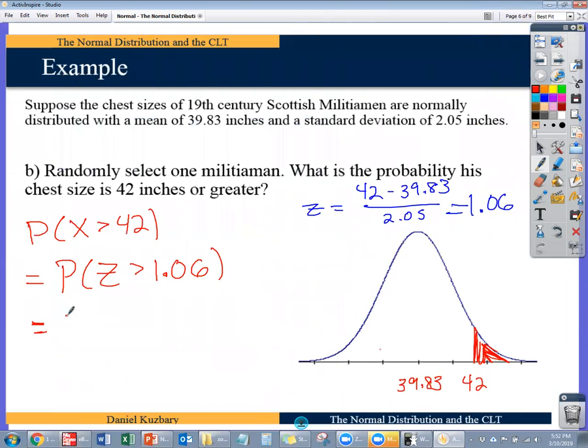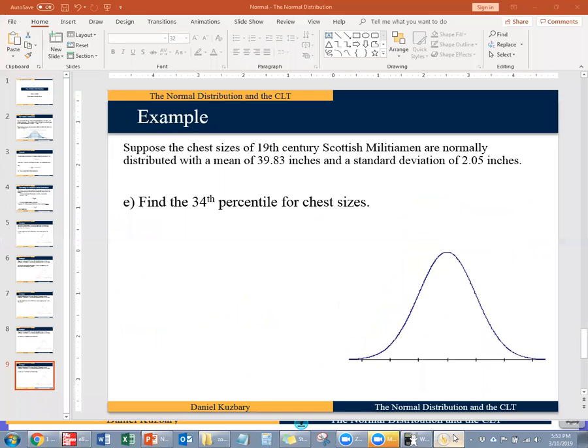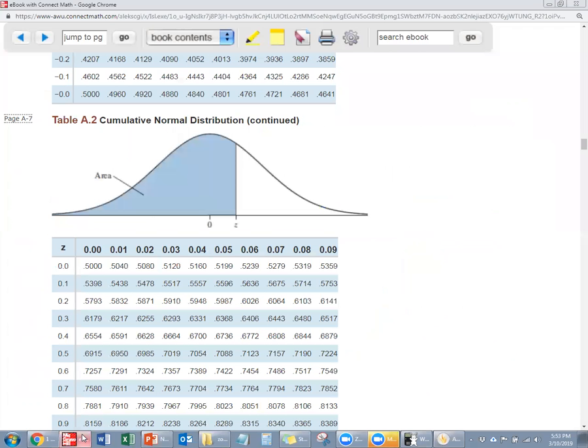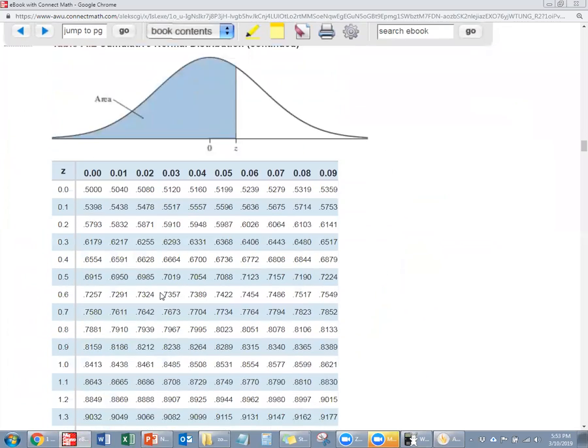So this is going to be equal to 1 minus the probability that Z is less than 1.06. In other words, I'm going to find this area, this white area, and then subtract it from 1 to get the red area. So this is 1 minus whatever number I get from my table. So now I'm looking at the area to the left. Then I'll subtract it from 1. I know this is very complicated. You'll get used to it as you go.